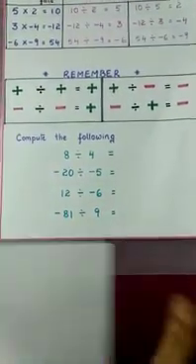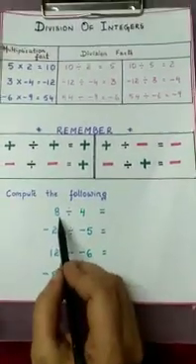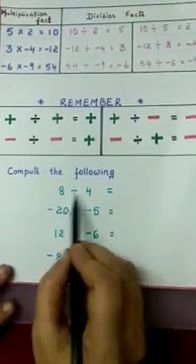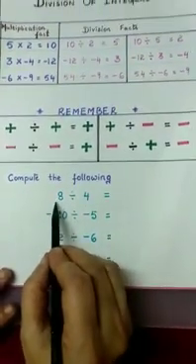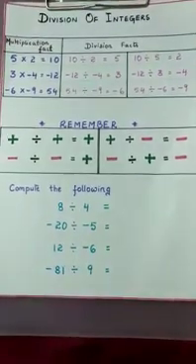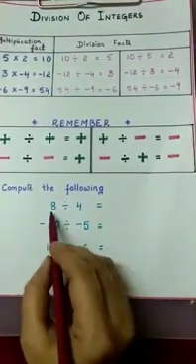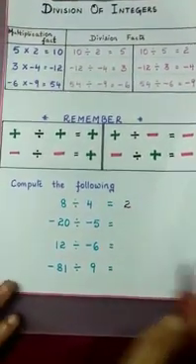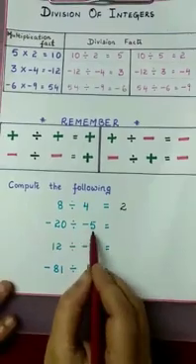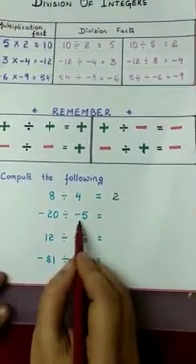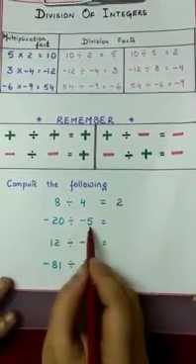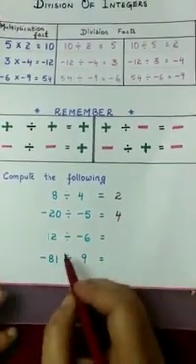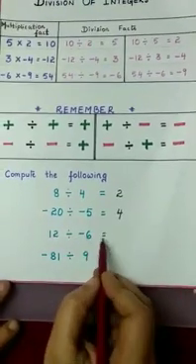Let us compute some problems here. 8 divided by 4. Both are positives. So when you are dividing two integers, first divide the symbols. Plus divided by plus is plus, and 8 divided by 4 we get 2. 4 2s are 8. Now minus 20 divided by minus 5. Minus divided by minus is plus. 20 divided by 5. 5 4s are 20. Which is 4.